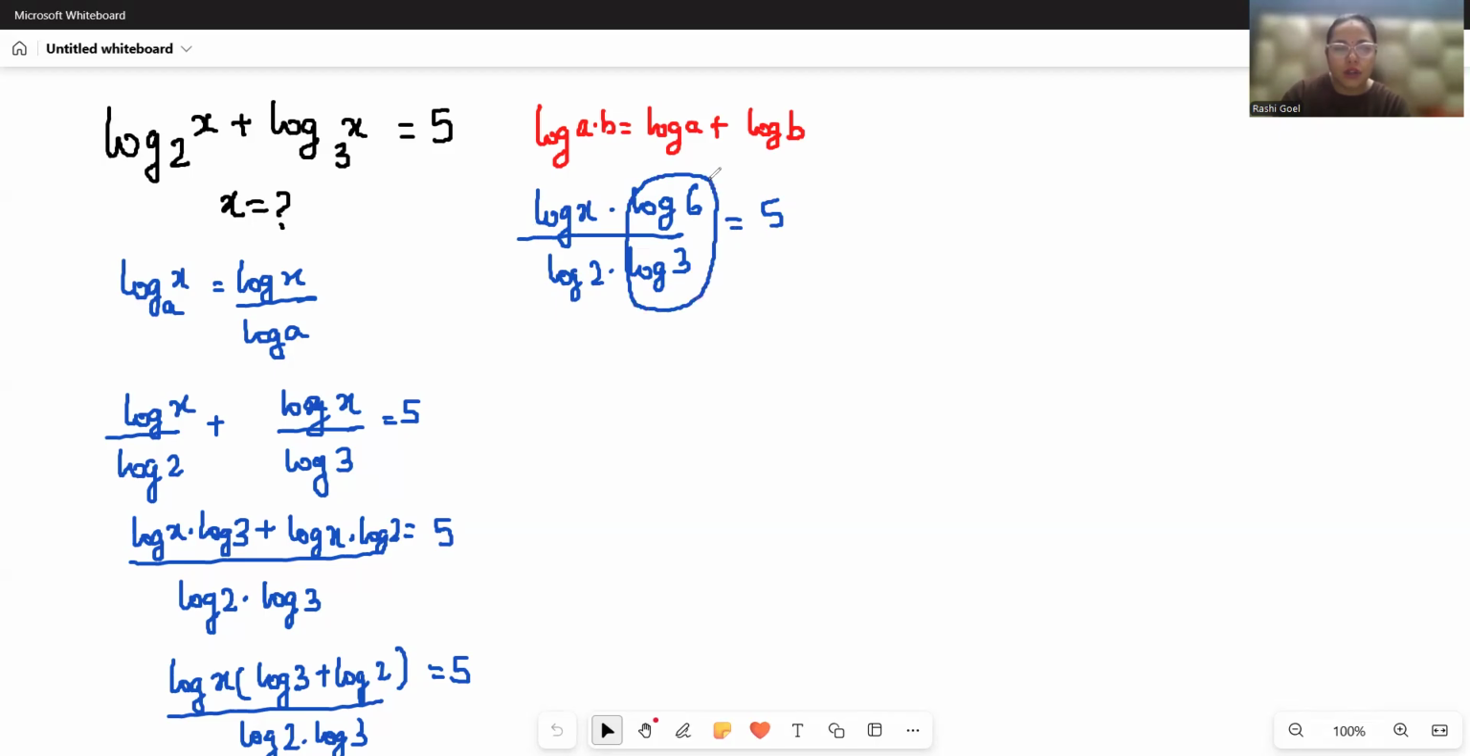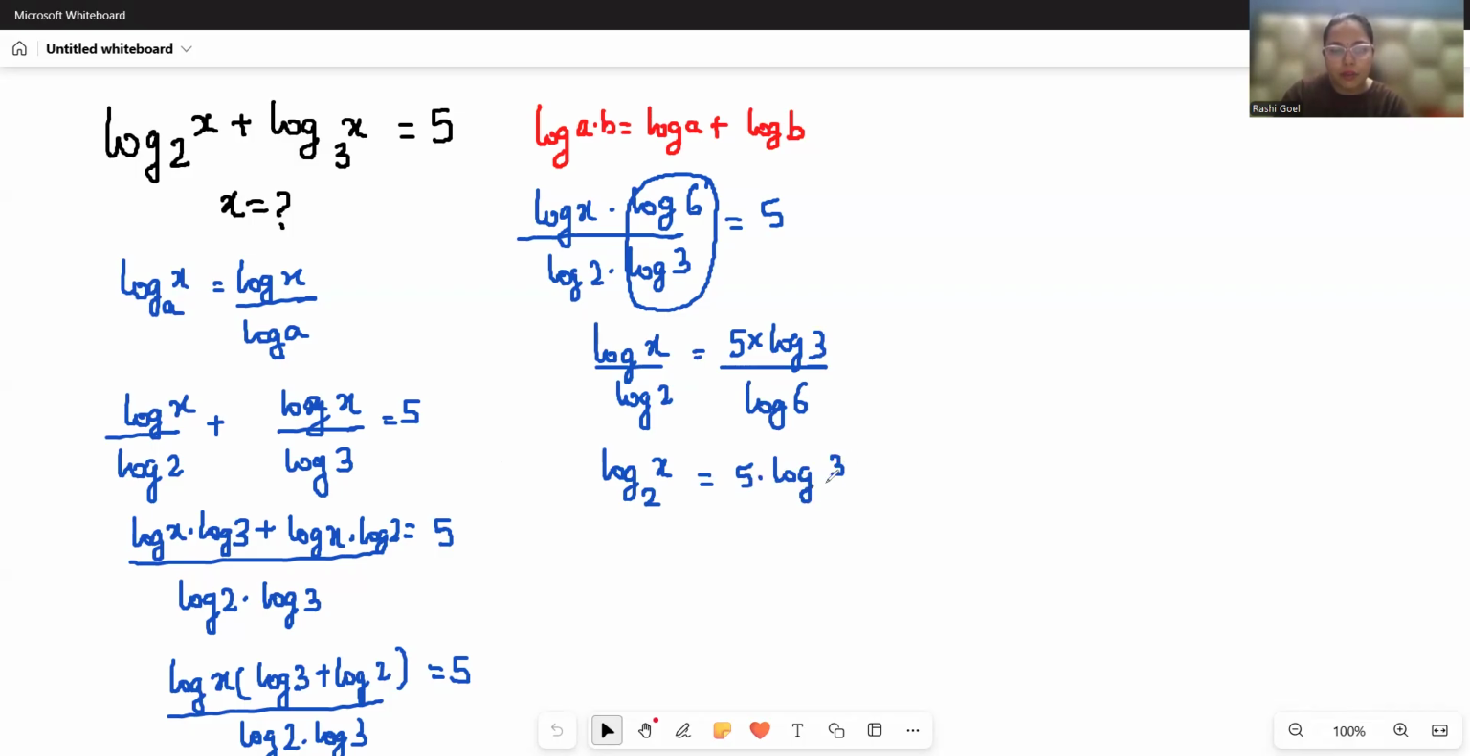Now take this part to the other side. So log x over log 2 equals 5 times log 3 over log 6. Now we can write this as log x with base 2 is equal to 5 times log 3 with base 6. Now as per the log rule, log x with base a is equal to c, so we can write x equals a power c.